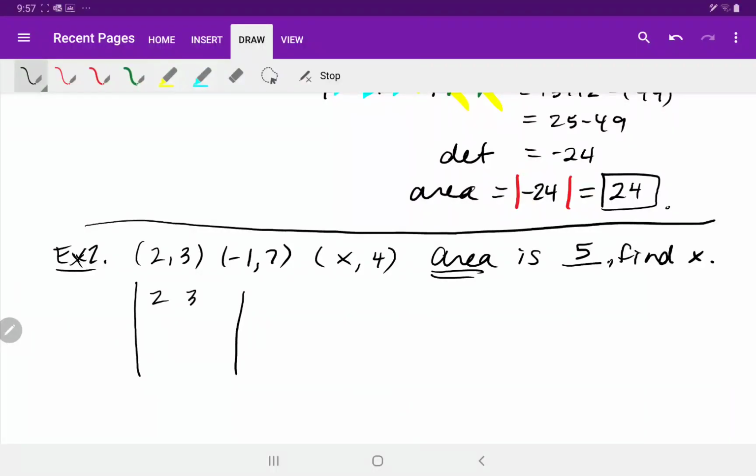So we have 2, 3, -1, 7, x 4. Fill in your ones. Maybe the colors will help, because sometimes people forget on the test that they can fill in the ones.